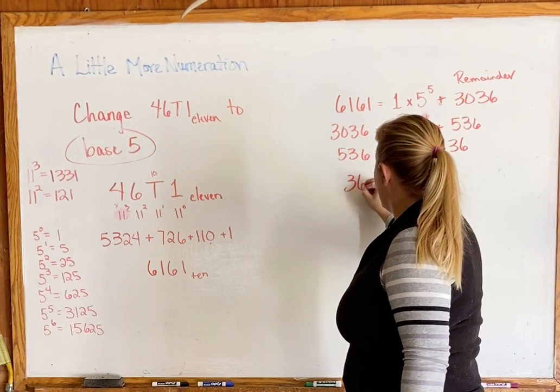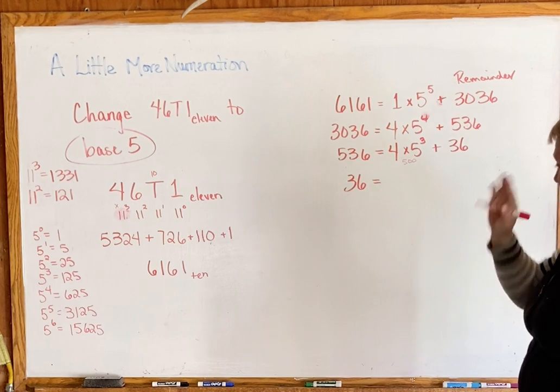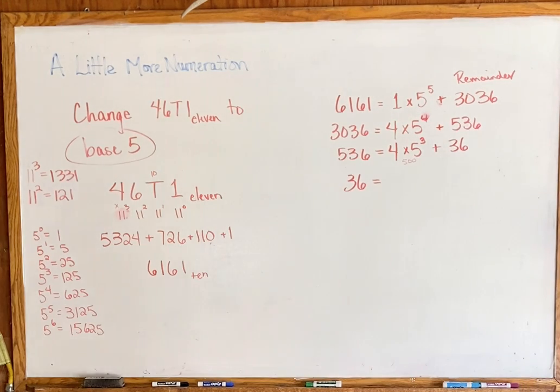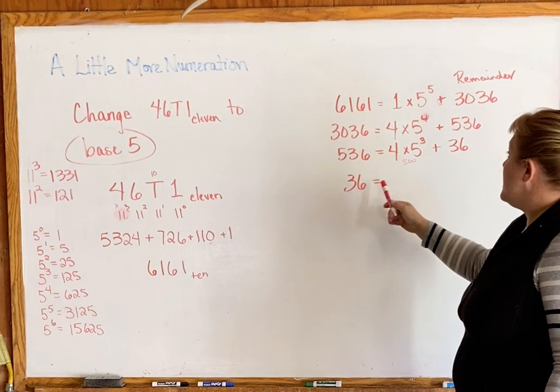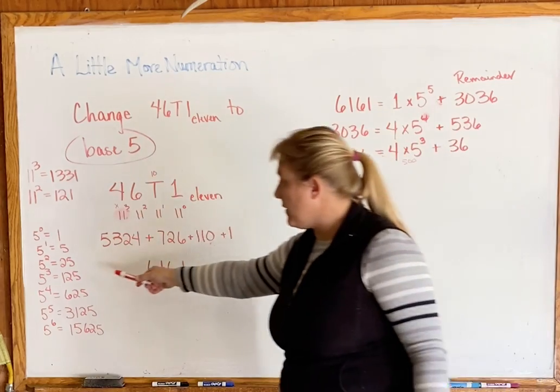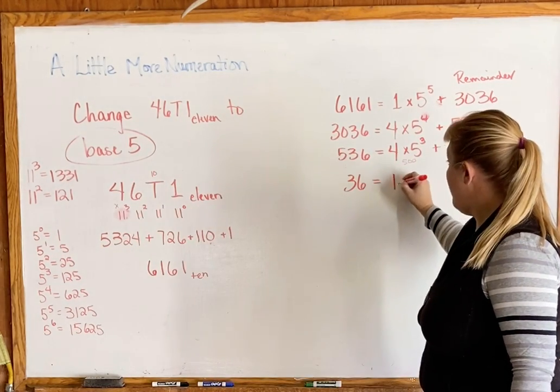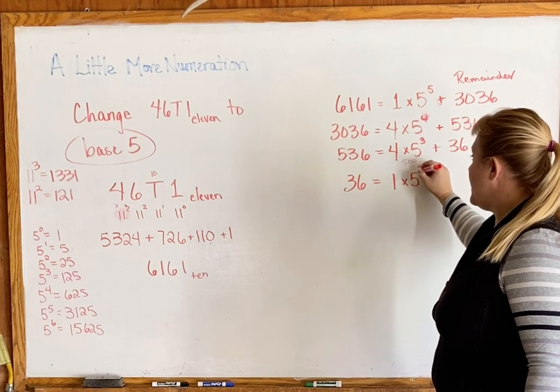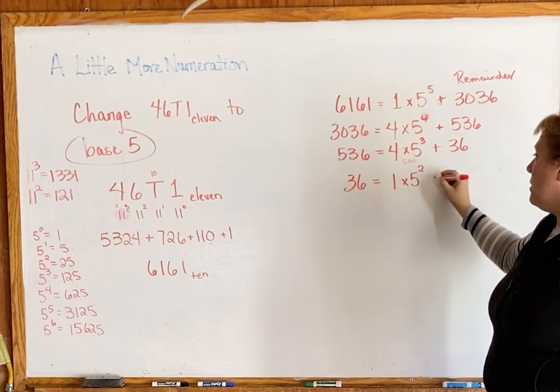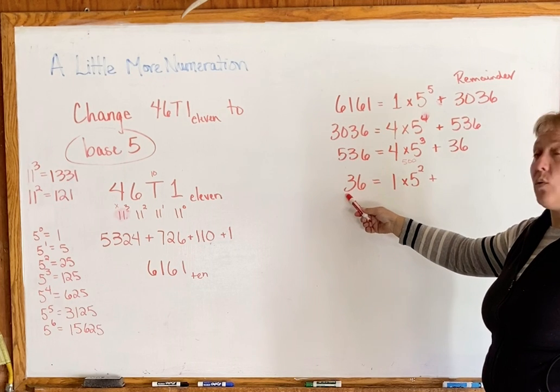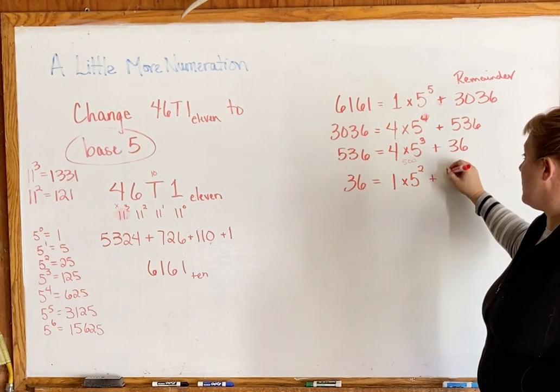Okay, then we write the remainder here. 36 equals, and then we look at the next number in line. Now there is no 125 in 36. But what's the remainder? If we take away 25, we're still left with 11.